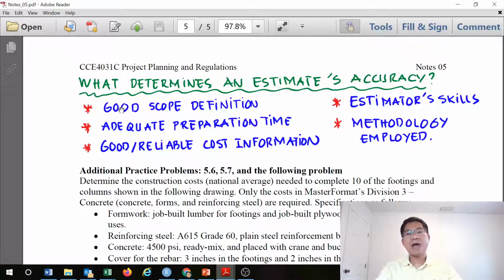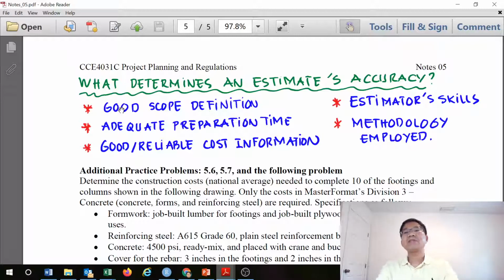And you have to have good, reliable cost information. If we use outdated cost information, or information not relevant or not applied to the company's work that you deal with, then the cost may not be as reliable for that specific company that does that work. So reliable cost information is important to determine the accuracy of the estimate.